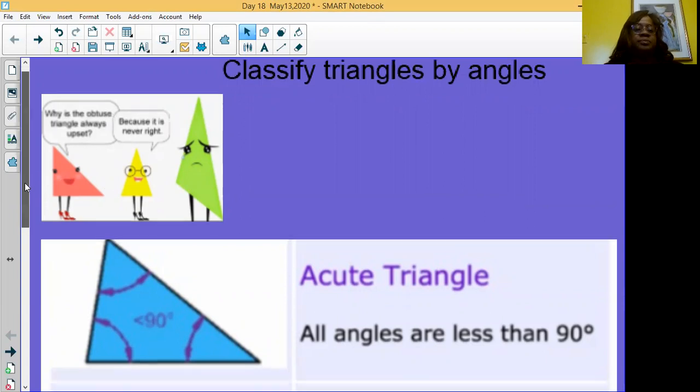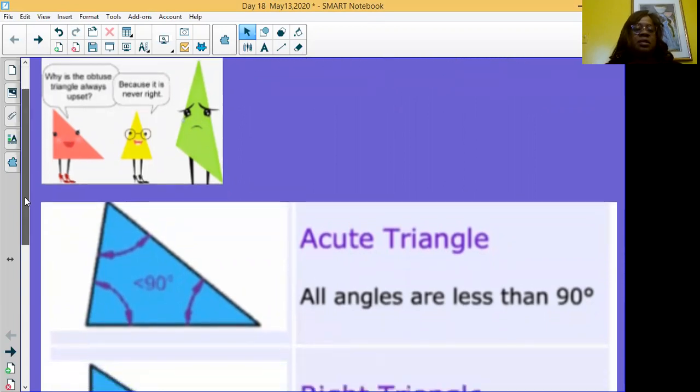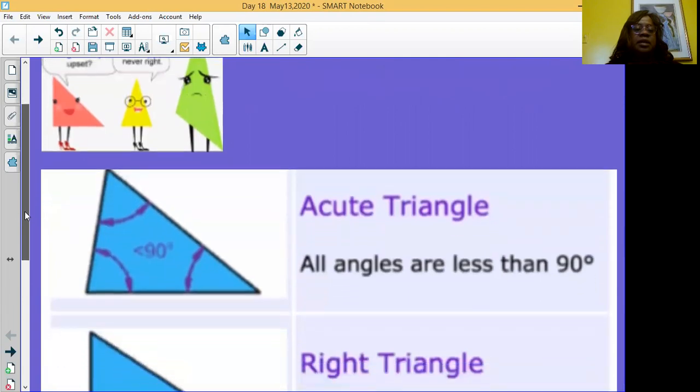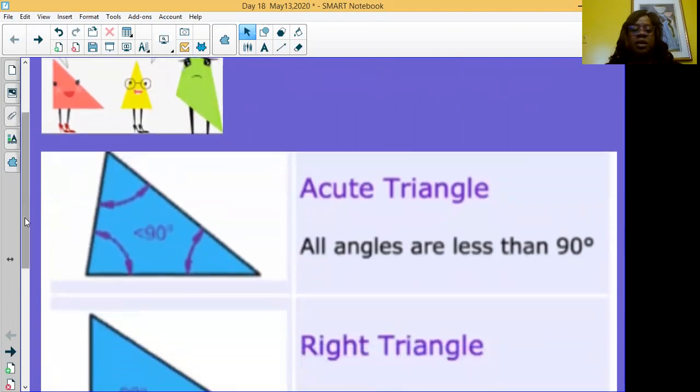And I want you to think about the time when we stood up in class and I would say, show me what a right angle looks like. Show me what an acute angle looks like. Show me what an obtuse angle looks like. We did that for over a week. So we're going to go back to that right now and review, and then we're going to take that information and use it to classify some triangles by their angles. So let's take a look at our first triangle.